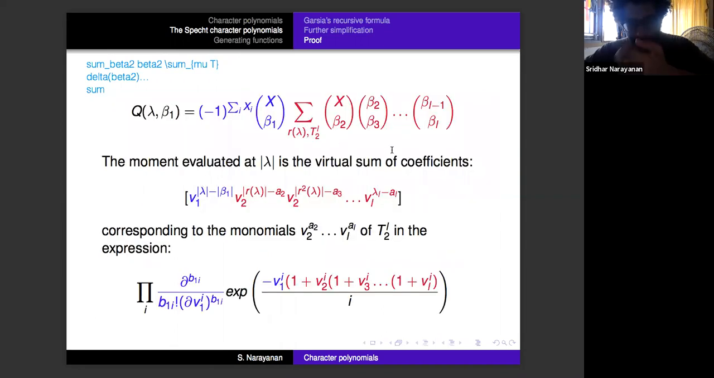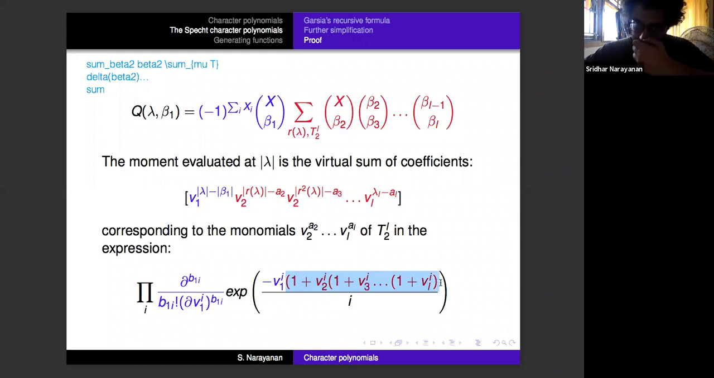Okay, so we obtain this expression, and we want to find the moment of this at some lambda. The moment of this at lambda is the coefficient in this expression. So x choose beta 1, beta 2 choose beta 3, etc. That comes from this part. Because this whole thing will be raised to a_i, what is the coefficient of v2 raised to i? It'll be a_i choose b2_i, and then the coefficient of v3 raised to i will be b2_i choose b3_i. This expression comes from this part.